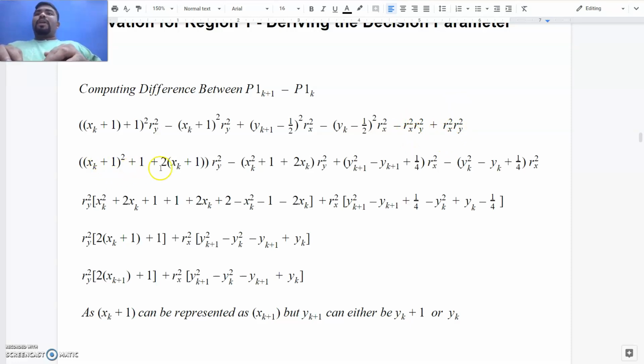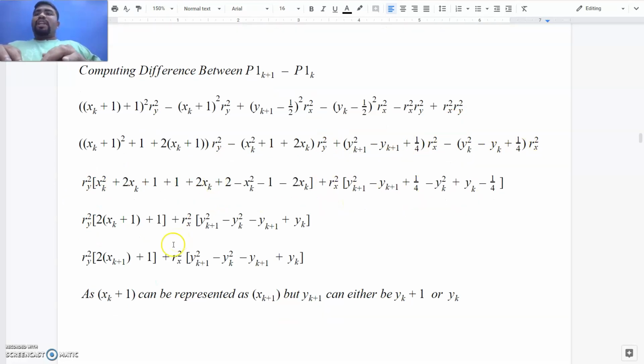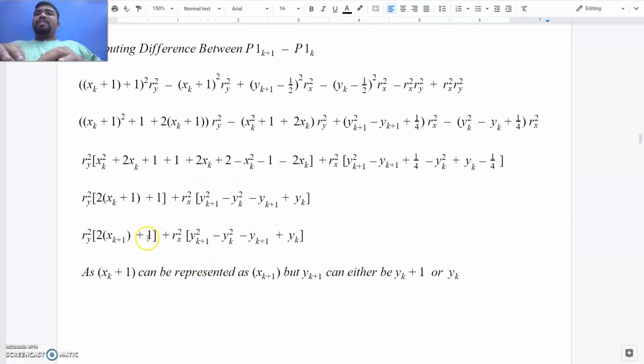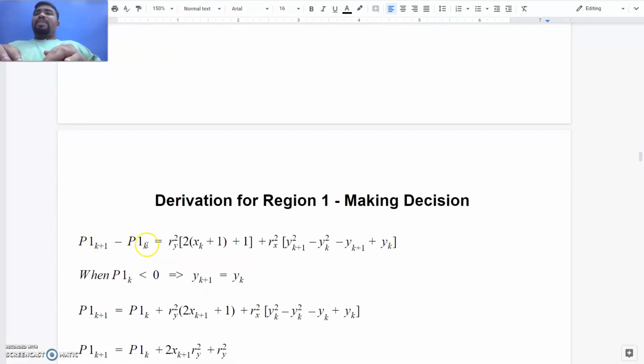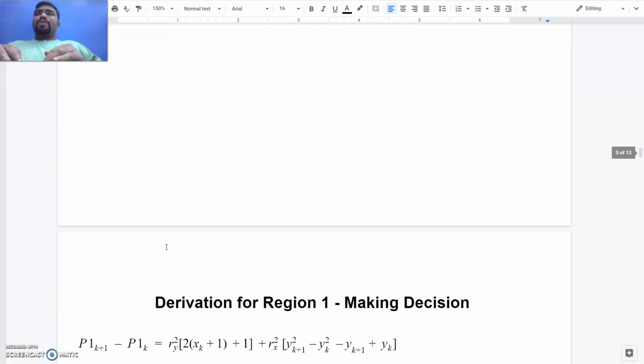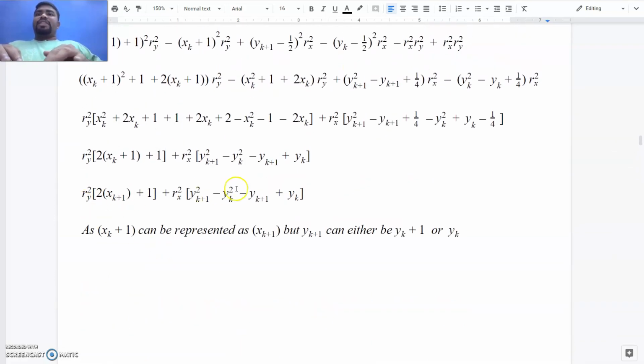Now I'm going to open up all the a plus b whole square terms, and surely we see that we have ry square, which is common, outside. Similarly, over here we have the rx square term, which is common. We take it outside and try to solve the equation. After solving it, we slowly derive and reach a point wherein we have the difference. So the difference looks like p1k plus 1 minus p1k equal to this particular equation that we just derived.